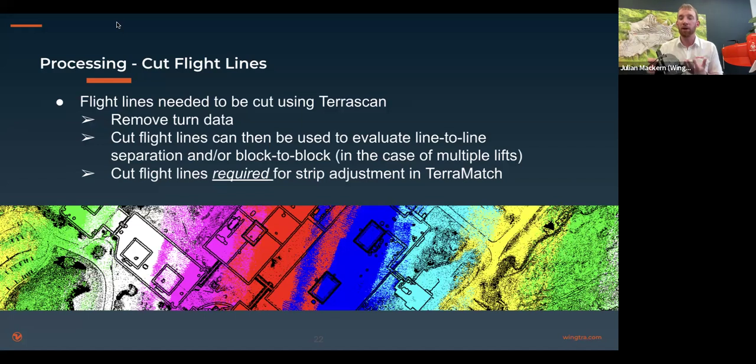And if you still want to have a colorized point cloud, you can do a second flight with an RGB camera. And then you have the point cloud from the LiDAR, the point cloud from the RGB, and you can also have a high quality orthomosaic.